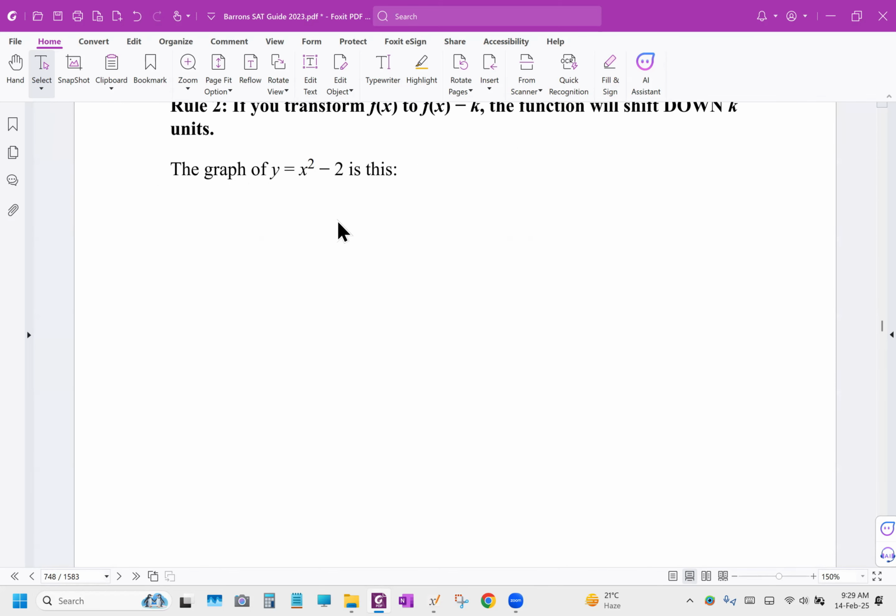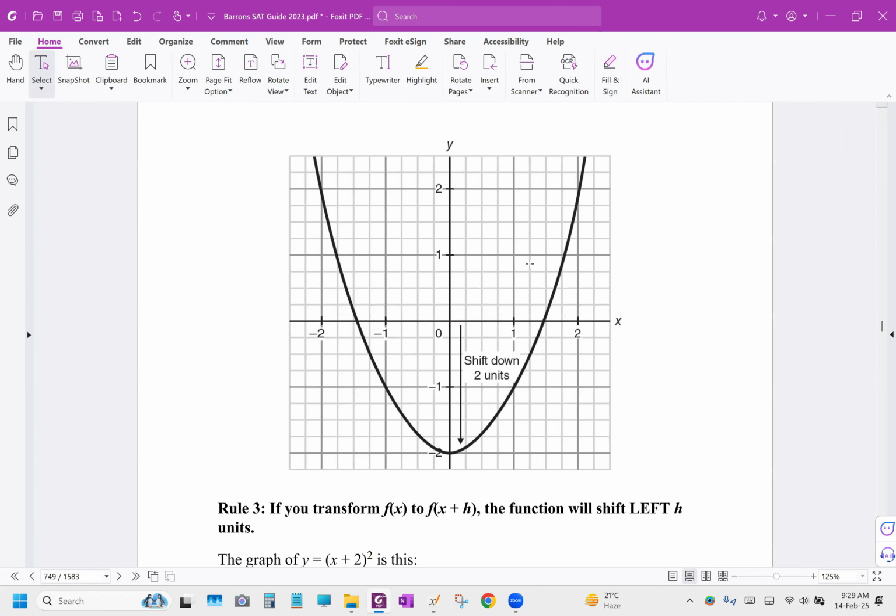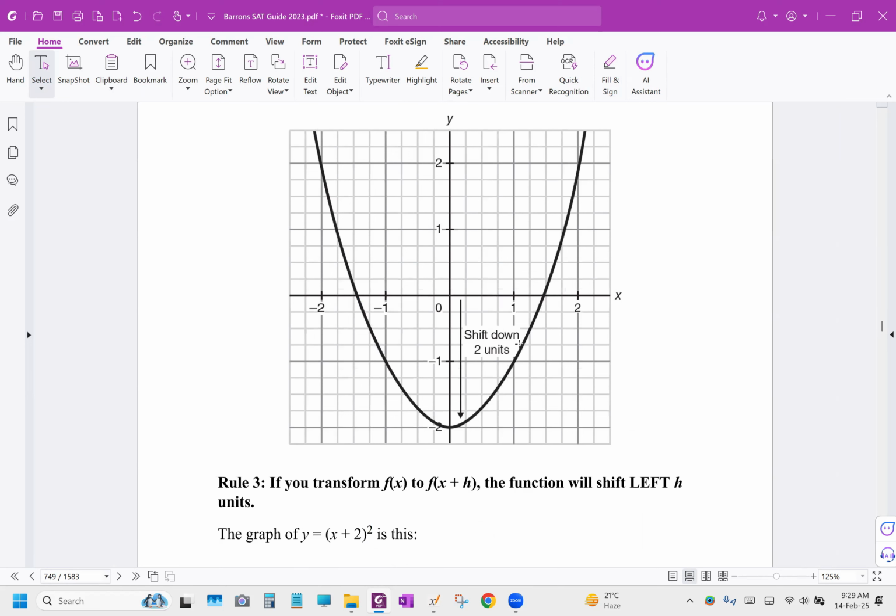So what that will look like is this: this is the basic equation of y equals x squared, and we have just shifted it down by 2 units by subtracting 2. You got it? Yeah.